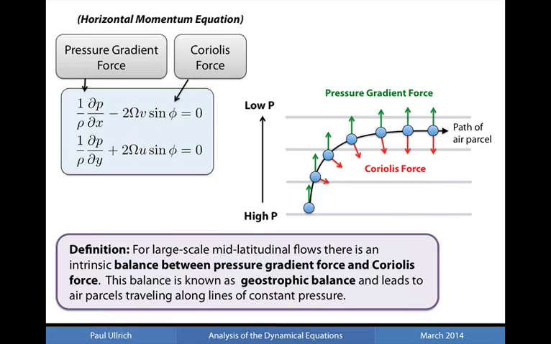So, for large-scale mid-latitudinal flows, there is this intrinsic balance between pressure gradient force and Coriolis force. This balance is known as geostrophic balance and leads to air parcels traveling along lines of constant pressure. The notion of geostrophic balance is key for understanding mid-latitudinal atmospheric fluid behavior.